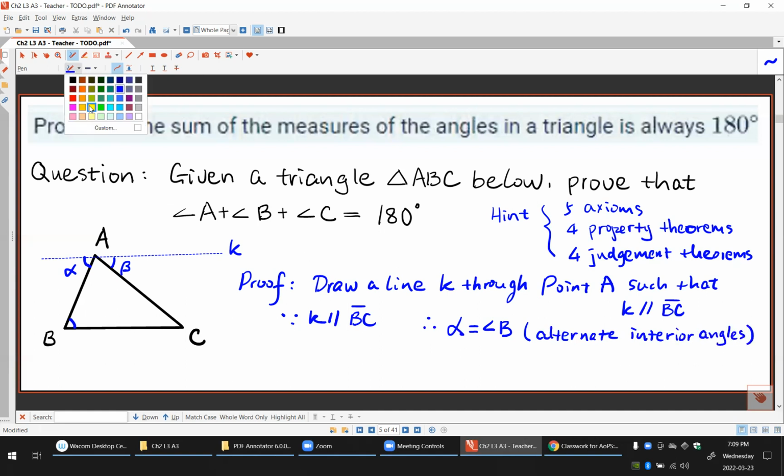Of course, if you are already familiar with this, you don't have to write it here, okay? Because parallel lines indicate equal alternate interior angles, right? And also because line K is parallel to segment BC, we also have beta equals angle C, right? Why is that? Because angle beta and angle C are also alternate interior angles. The line AC here is just the transversal line, right? You see that?